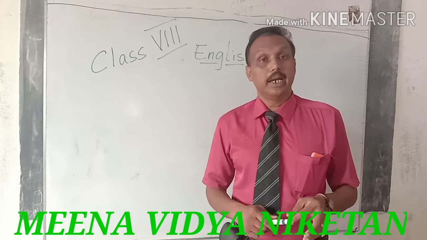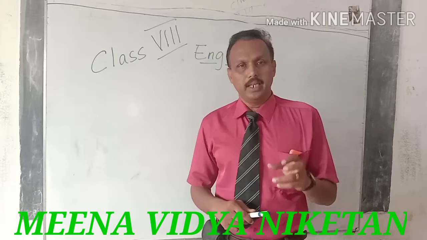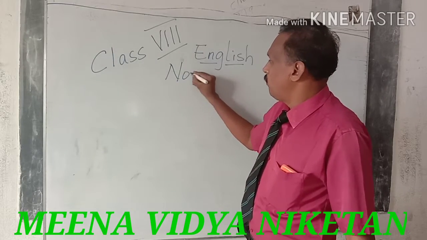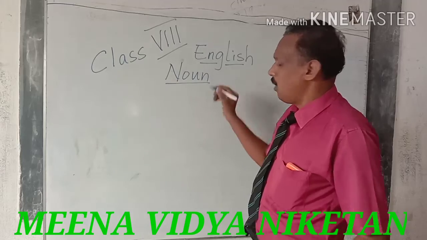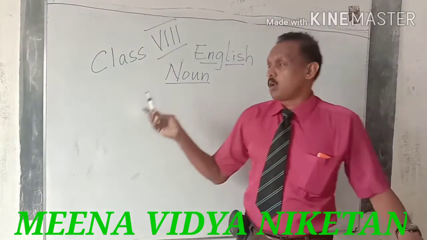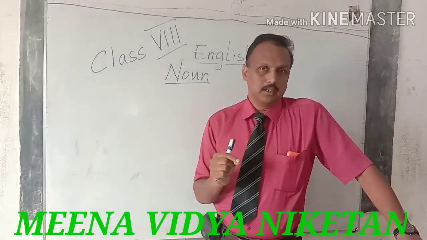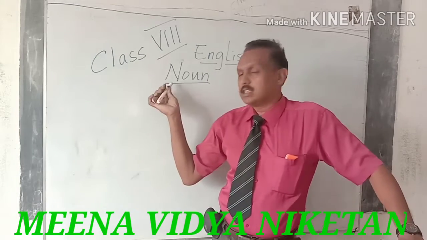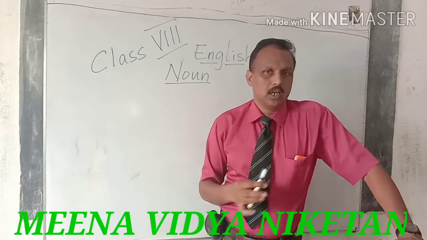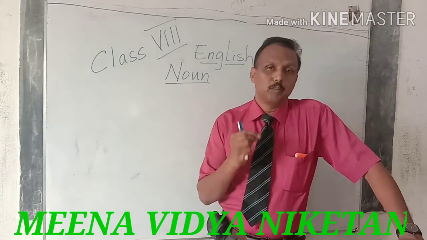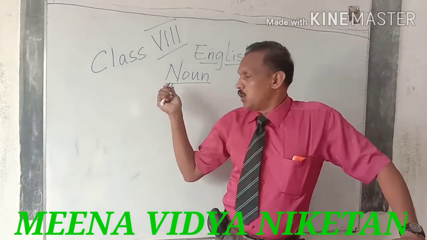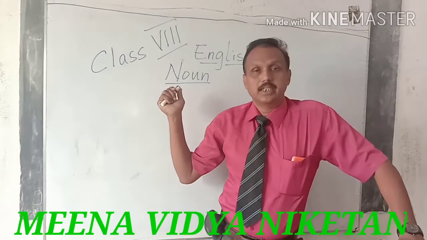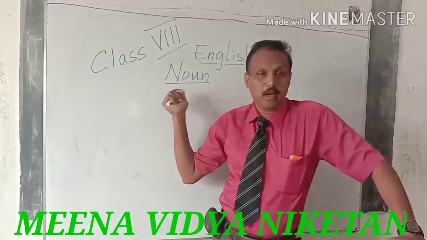So what is a noun? Noun is the name of a place, person or thing. It is otherwise called the naming word. So from that itself we can understand what a noun is. Nouns usually have plurals, whereas other things like adjectives and prepositions don't have plurals.